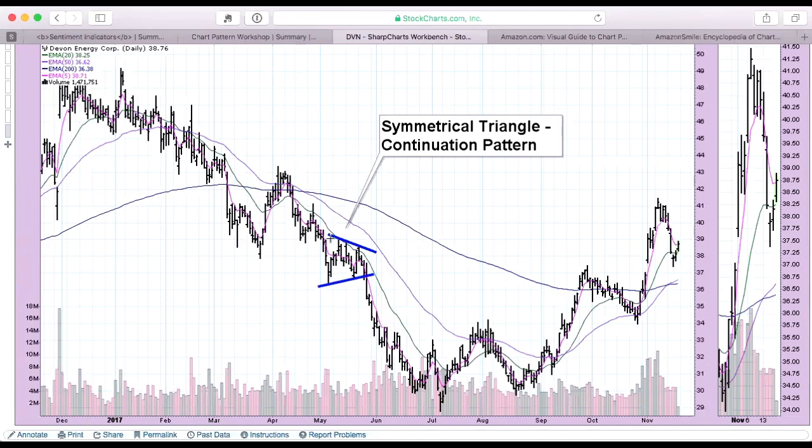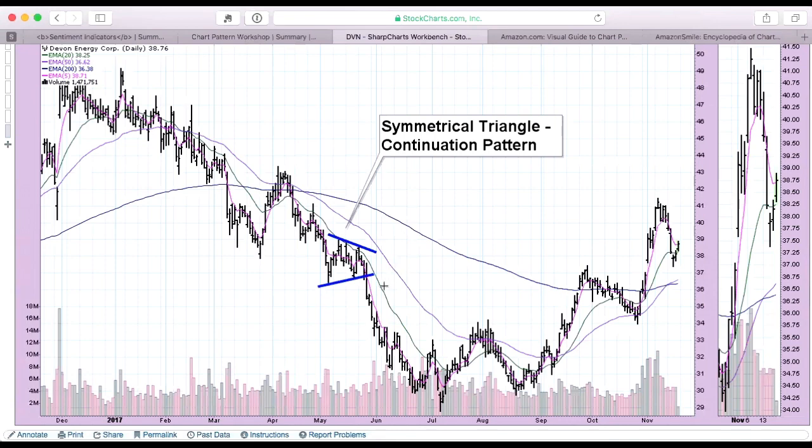So I don't find them very helpful when you start getting down to that apex, because now it's really, is it a continuation or are we going to get the reversal out of it? It's hard to say, because even when you get that breakout, if it gets all the way down to that apex, I don't think it's giving you great information. So that is what your symmetrical triangle is.